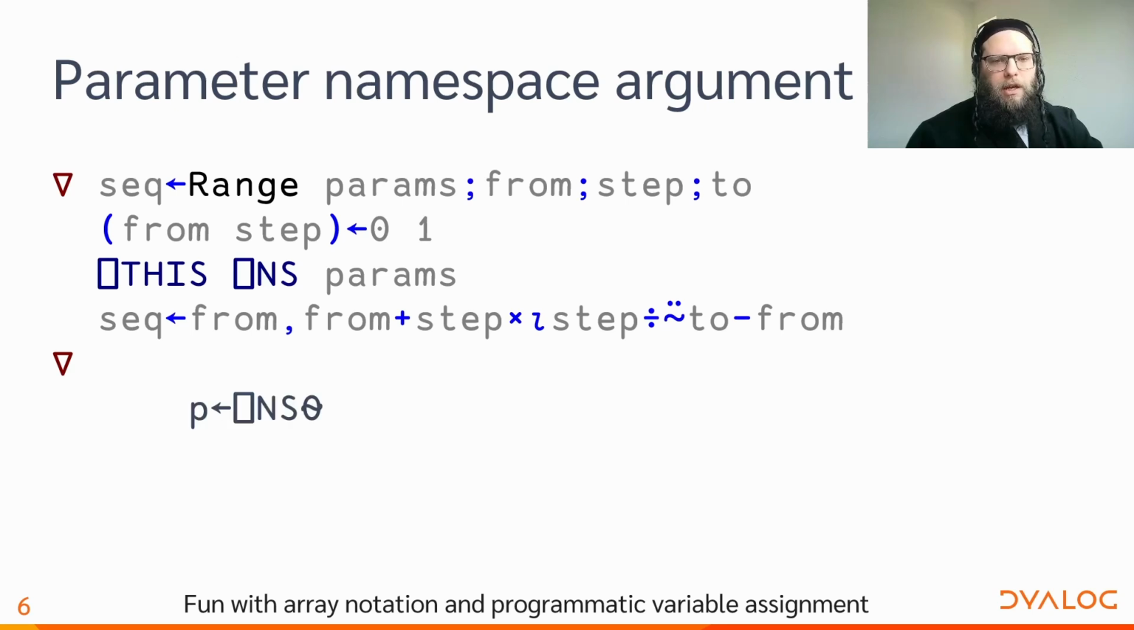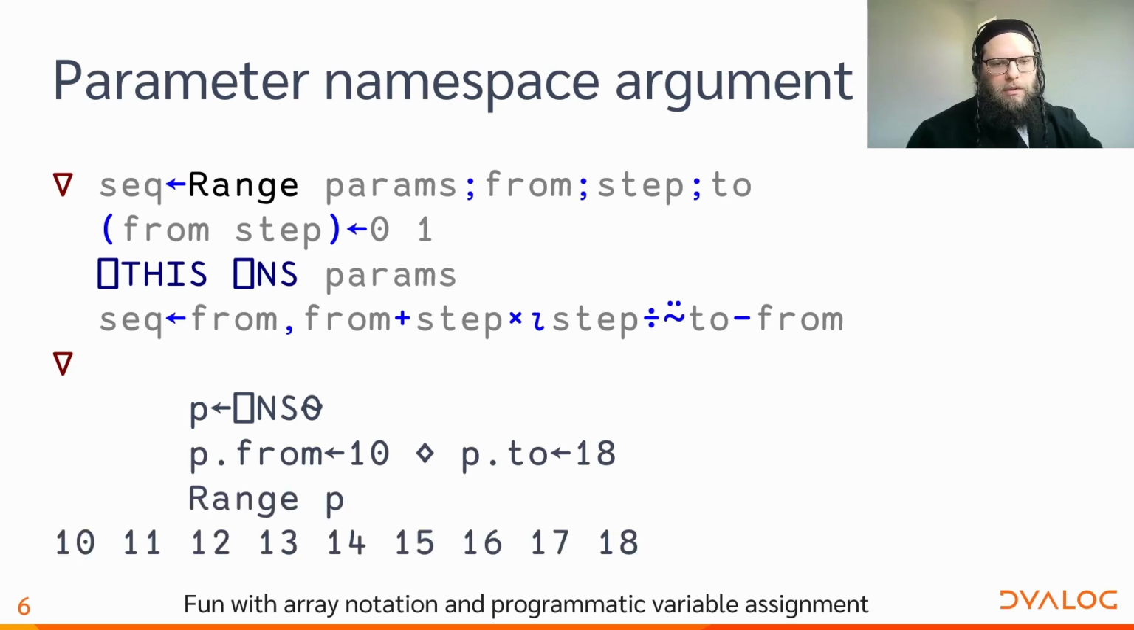Okay, so let's see how we use this. We can create a new namespace, and then we can populate this namespace with the parameters that we want. And we call the range function on this namespace, and we get our result.